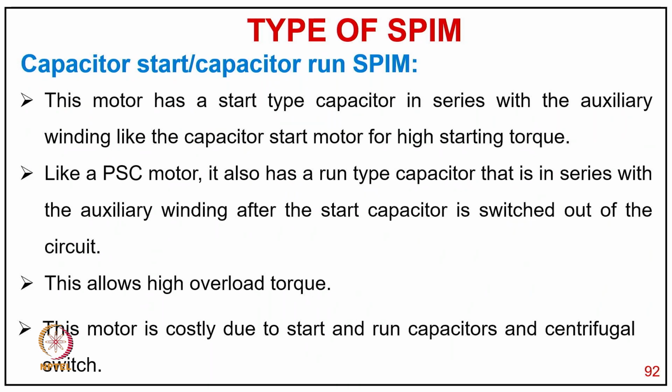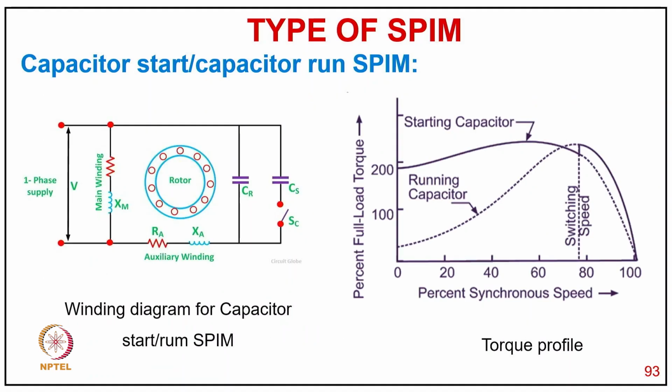So then we have a capacitor start capacitor run motor, where we need a motor that has to start with a start type capacitor in series with the auxiliary winding like a capacitor start motor for high starting torque, and like the PSC, phase shifting capacitor motor, it also has a run capacitor that is in series with the auxiliary winding. After starting, the start capacitor is switched off from the circuit, this allows higher overload torque, and this motor is costly due to the start and run capacitor and centrifugal switch.